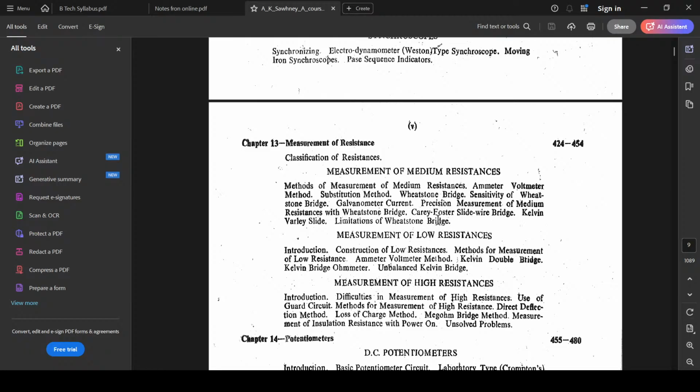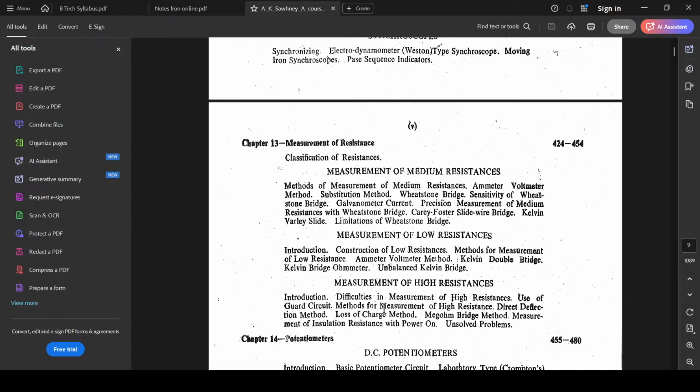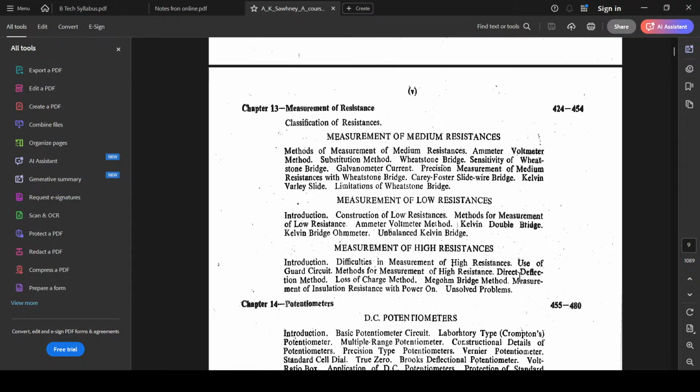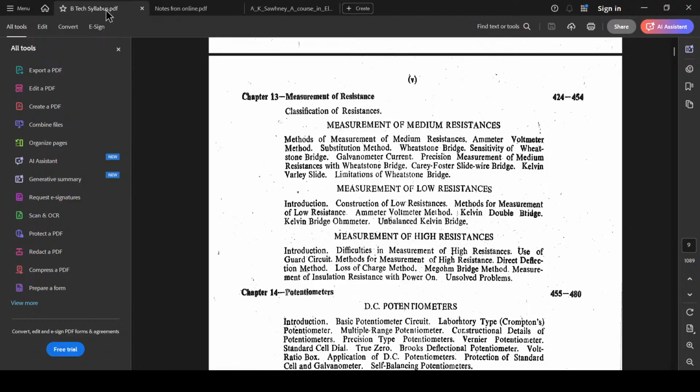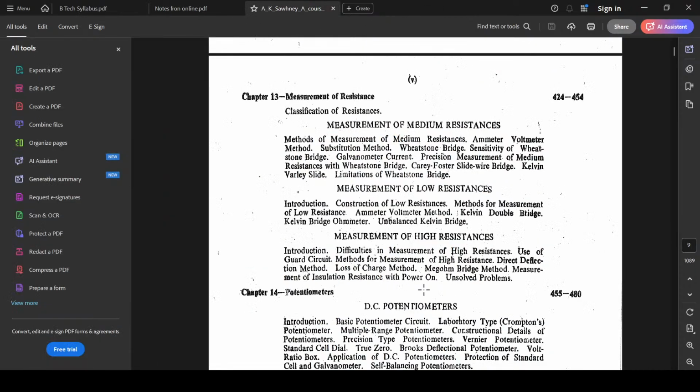So we have all of these present here. For low resistance we have ammeter voltmeter, Kelvin double bridge, and here we have voltage drop, potentiometer, Kelvin double bridge. For high resistance we have loss of charge, direct deflection, and Megger. All of these are here with unsolved problems.